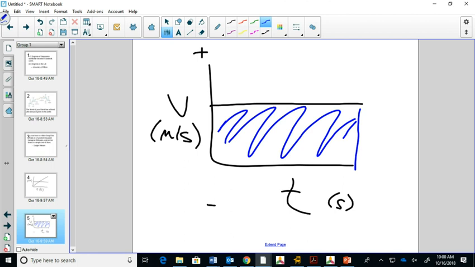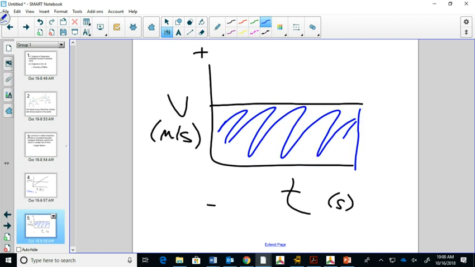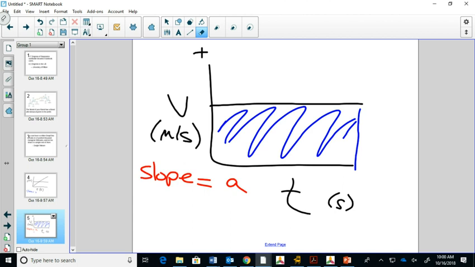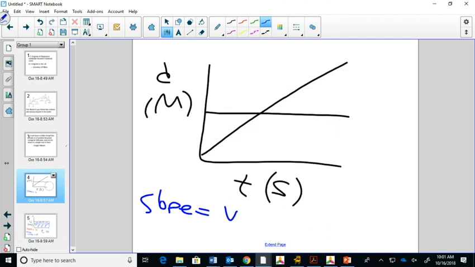Okay. So again, for a position time graph, the slope equals velocity. For a velocity time graph, the slope is acceleration. And we said that the area under the curve is equal to the distance or the displacement. Again, for position time, distance time, the slope is velocity.